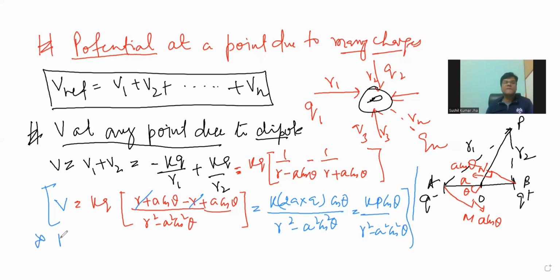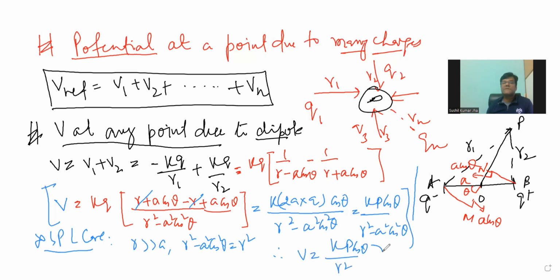If we take a special case, the special case would be for a short dipole, R is greater than A, so R square minus A square cos square theta can be R square, and therefore potential can be K p cos theta upon R square. This way it is changing. So this way we have done potential due to a point charge and potential due to an electric dipole both. Thank you so much.